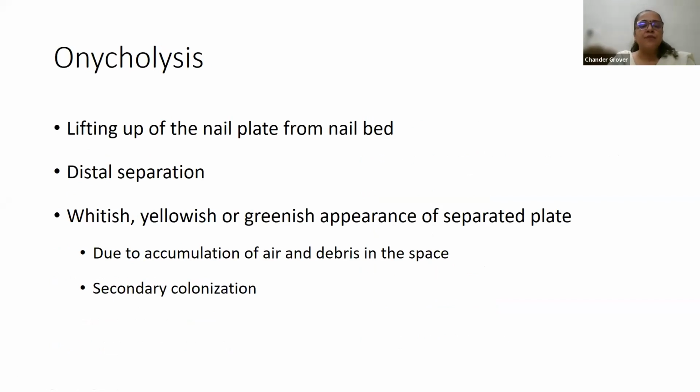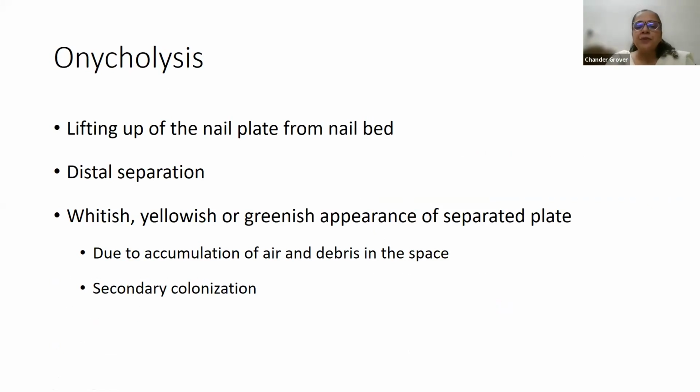Onycholysis is lifting up of the nail plate from the bed, distal separation, though grade 5 of onycholysis is onychomadesis. So again, you'll say, how are they absolutely different? No, there are no absolutes in medicine. That's the problem. It's like our professor used to teach us in medicine: you never say never and you never say ever. So that is the confusion, the whole confusion in life.